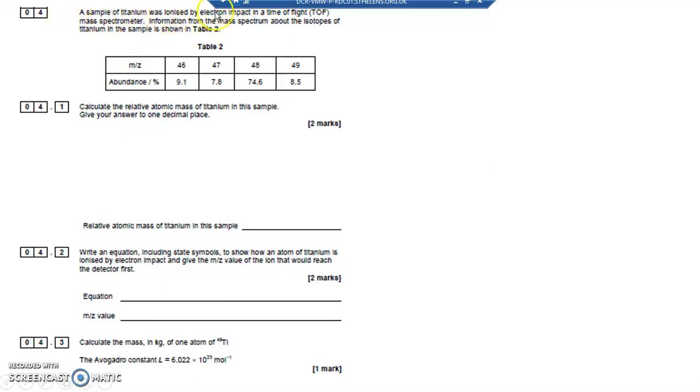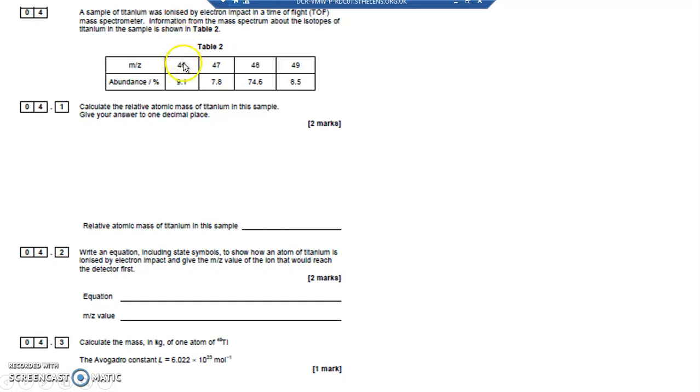Question 4. A sample of titanium was ionized by electron impact in a time-of-flight mass spectrometer. Information from the mass spectrum about the isotopes of titanium in the sample is shown in Table 2. So mass divided by Z, that's mass divided by the charge on the ions now. The atoms are ionized and they lose one electron, so they become +1 charge. So mass divided by 1 is just the mass. So these are the masses of the atoms in titanium.